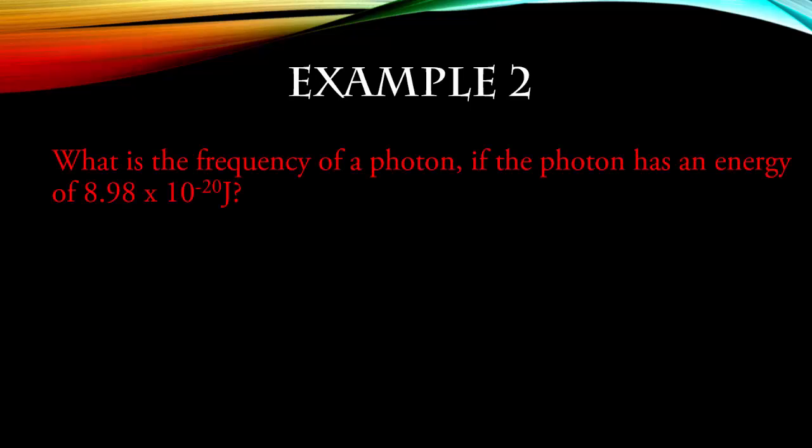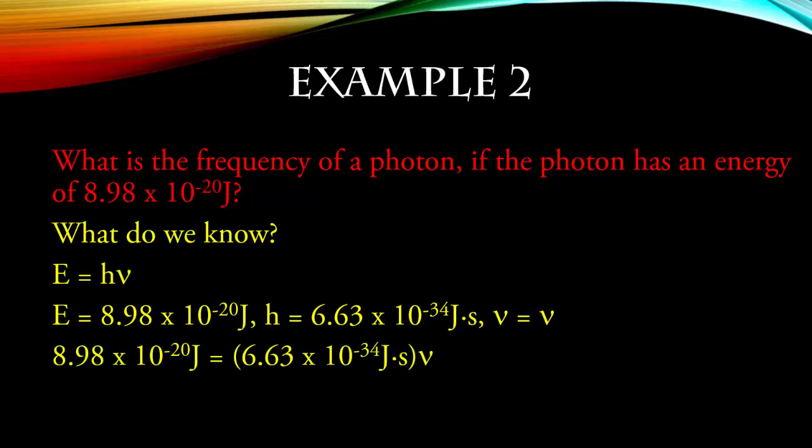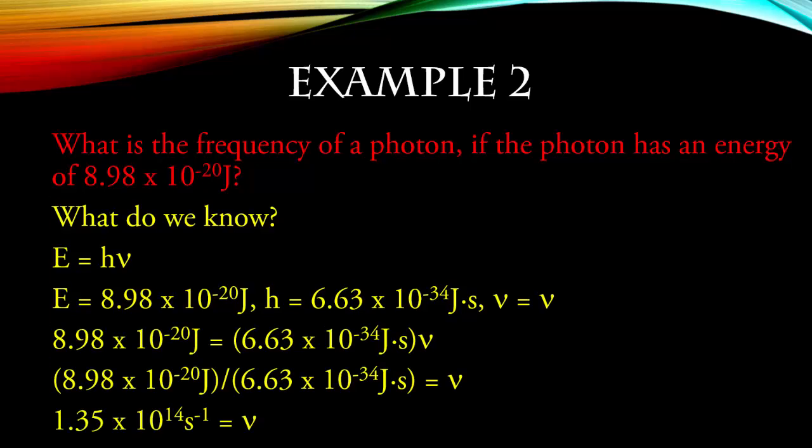A photon has an energy of 8.98 times 10 to the minus 12th joules. What is the frequency of this photon? Once again, what do we know? We have our energy equation. We know what the energy is per photon. We know Planck's constant. We don't know the frequency. Set the equation up, plug and chug, and you get 1.35 times 10 to the 14th hertz as the frequency.